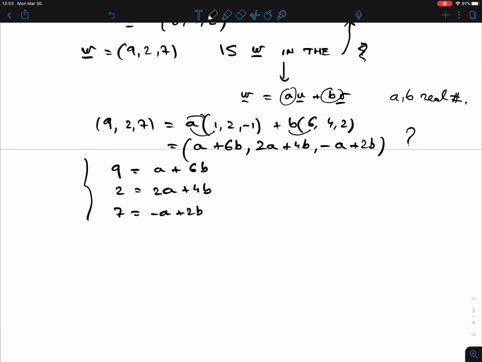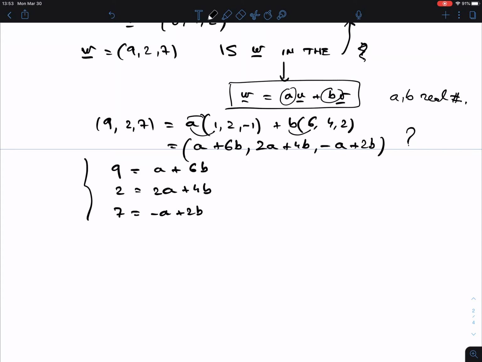In other words, if we find a solution of this equation, then it shows that W is a linear combination of U and V, and if we cannot find one, then it means it's not. Okay? So we have to solve this system of equations. How do we do that? Well, there are many methods.